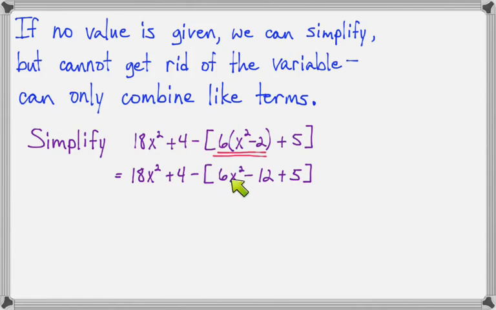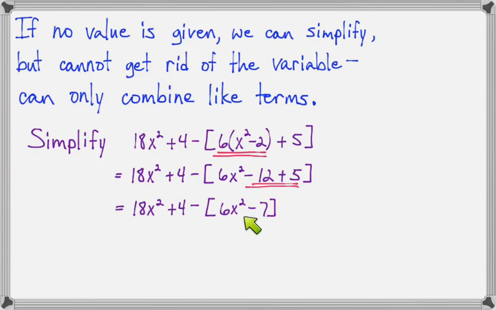Okay, now inside the bracket, do I have any terms that can be combined? The answer is yes. I have negative 12 and positive 5. So negative 12 and positive 5 are going to give us minus 7. Now, inside the brackets, can you do anything to simplify? The answer is no, because these are not like terms.